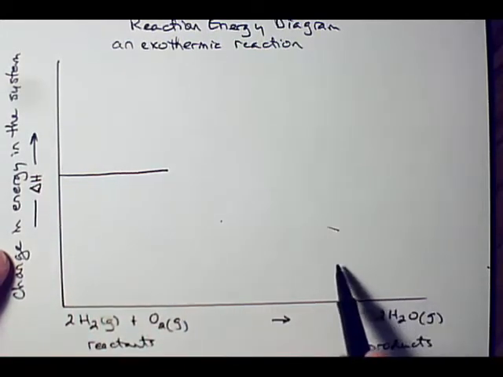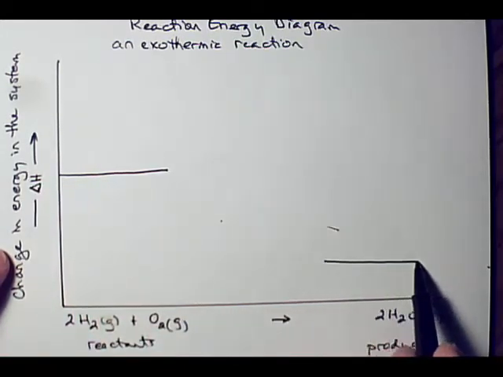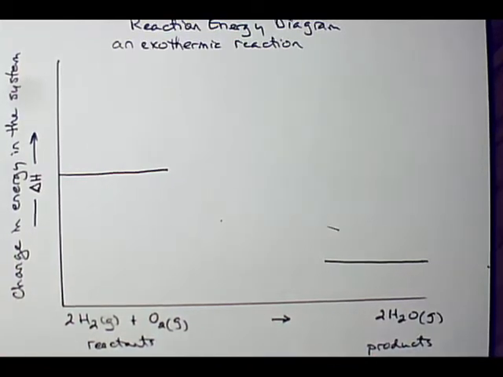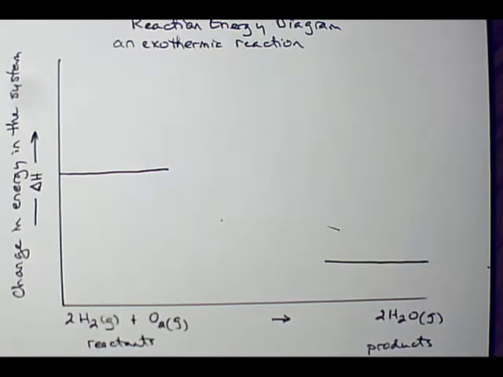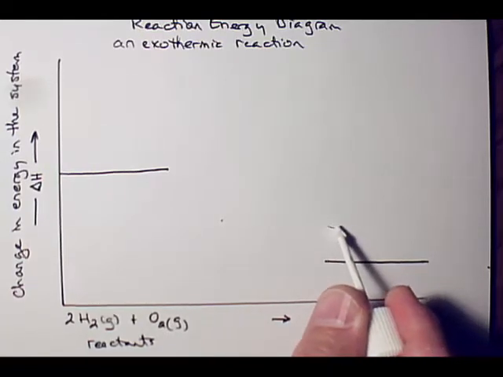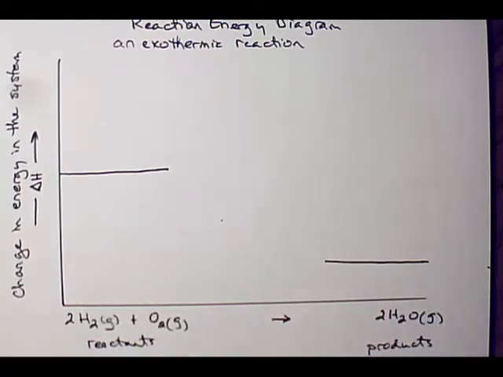So if we start high, we've got to end low for an exothermic reaction. It's going to give away energy to the surroundings. Because this is the change in the stored energy, which is what we're going to be treating delta H to mean. Okay?